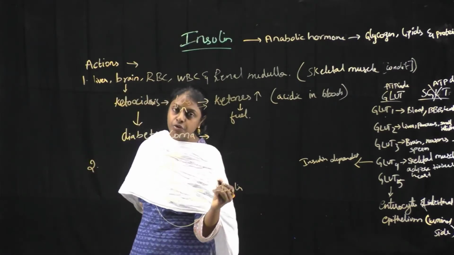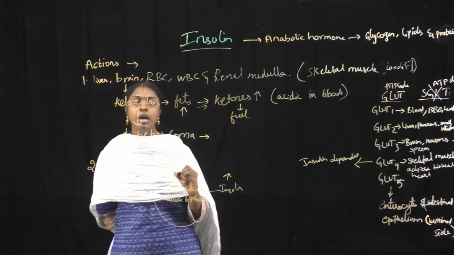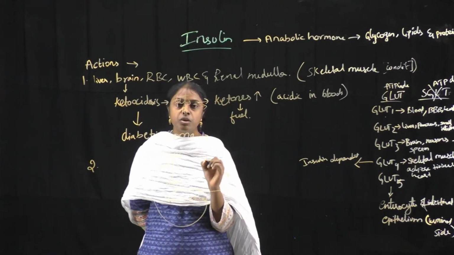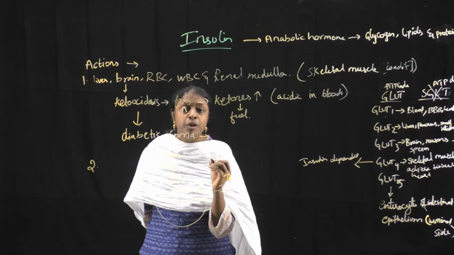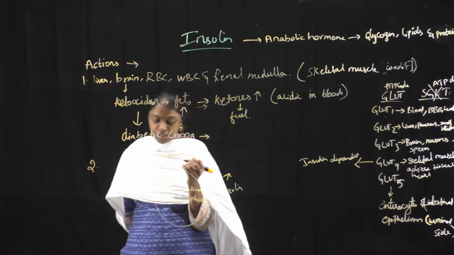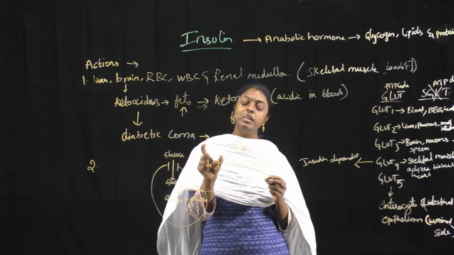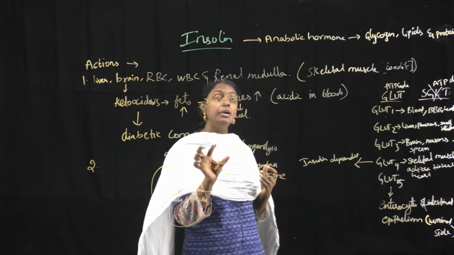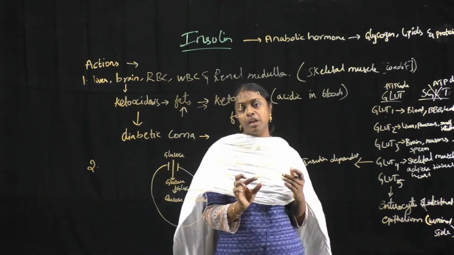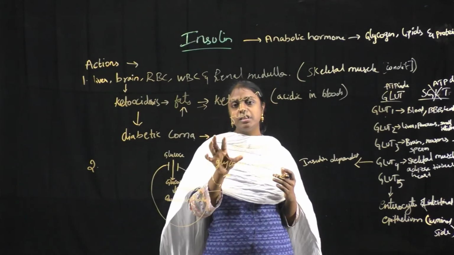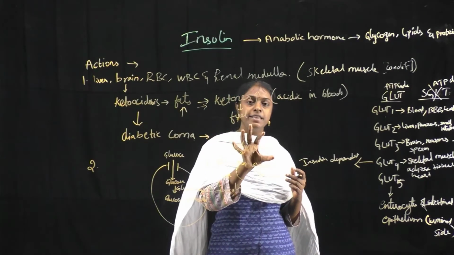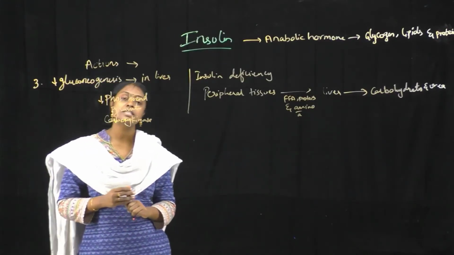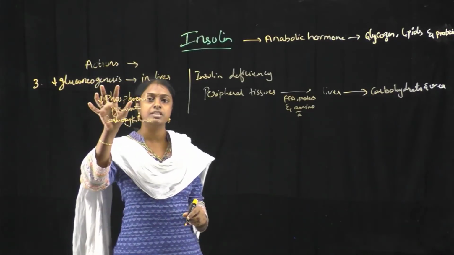The next function of insulin is in liver and muscle cells, it will increase the synthesis of glycogen from glucose. And next, insulin will also inhibit the glycogen synthase enzyme. When it is inhibiting this enzyme, it will inhibit the glycogenolysis in liver. So the third action is it will decrease the gluconeogenesis in liver.